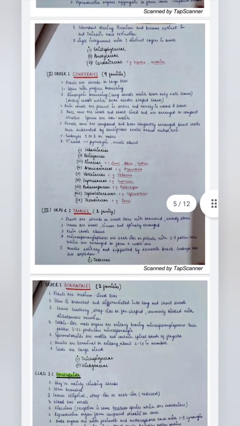Next order is Coniferales. Plants are shrubs or large trees. Stems with profuse branching. Coniferales has dimorphic branching, that is long shoots which bear only scale leaves and dwarf shoots which bear needle shaped leaves. Resin canals are present in cortex and they are rarely in wood and leaves. Male cones are small and short lived and are arranged as compact clusters. Sperms are non motile. Female cones are compound and bear compactly arranged bract scales, each supported by an ovuliferous scale around central axis. Embryos are one or two or more. Secondary wood is pycnoxylic and vessels are absent.